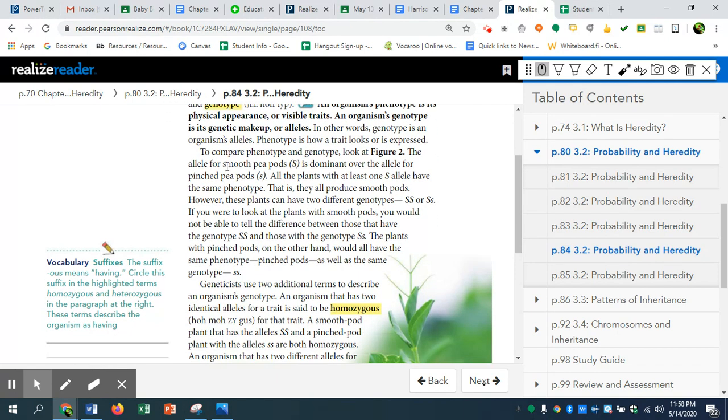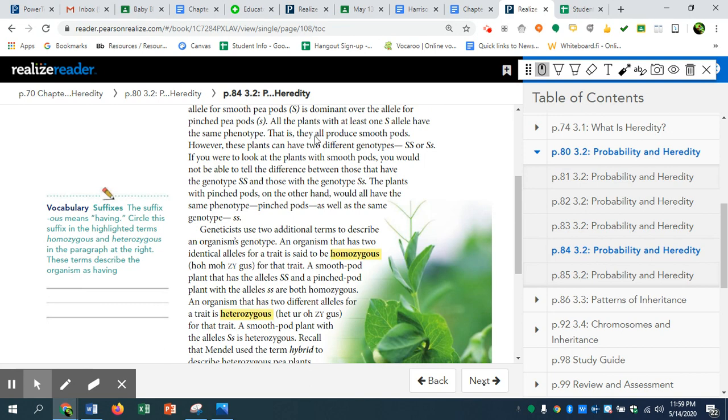So to compare phenotype and genotype, we're going to look at figure 2, which is next. The allele for a smooth pea pod is capital S. So remember, whenever it's a capital letter, that means that's the dominant trait over a pinched pod, a lowercase s. So dominant is a smooth pod, and a lowercase s is the recessive, the pinched pea pod. They all produce smooth pods. However, these plants can have 2 different genotypes, capital S capital S, or capital S lowercase s. So that's for the smooth.